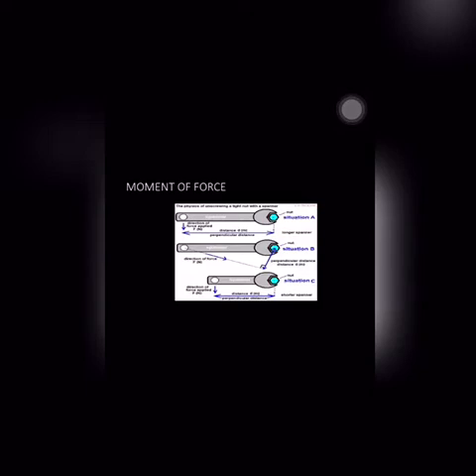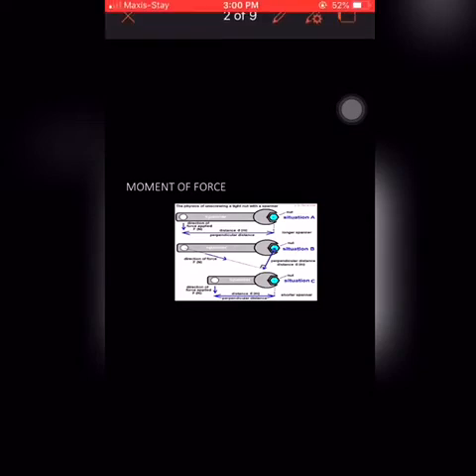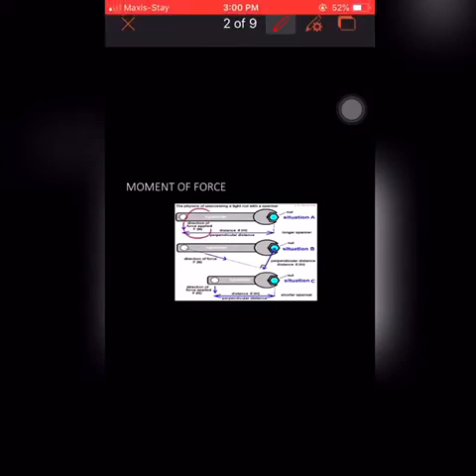When the perpendicular distance between the direction of force, which is the base, and the nut is much longer, the moment of force created can be bigger.